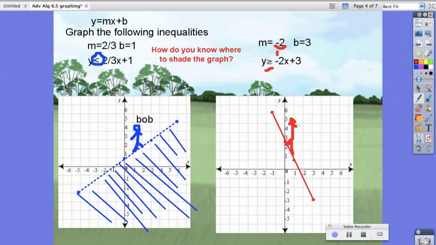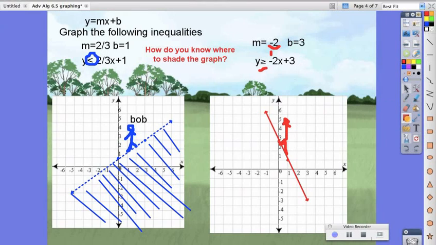So we have to think about how Bob is, and it says that it's greater than or equal to. So does greater than mean above Bob, or under, or less than, below Bob? And again, because it says greater than, that means that it should be above the line, or not under Bob. So above and around him.